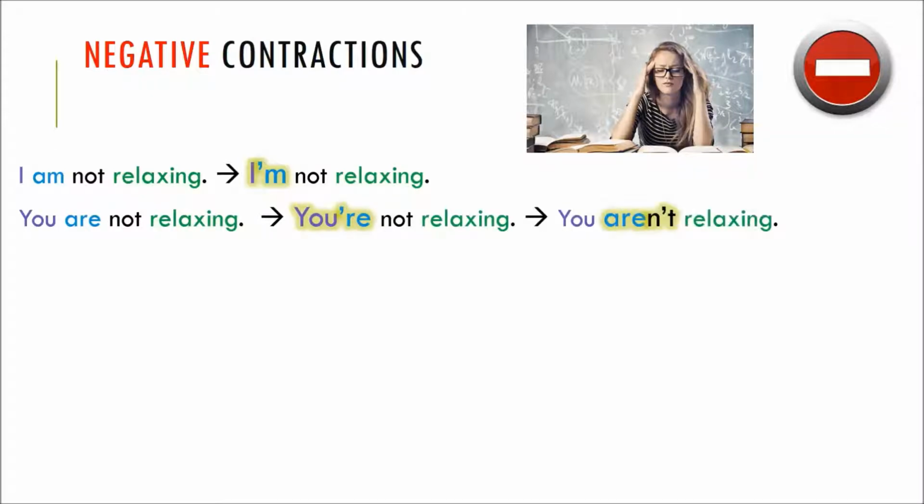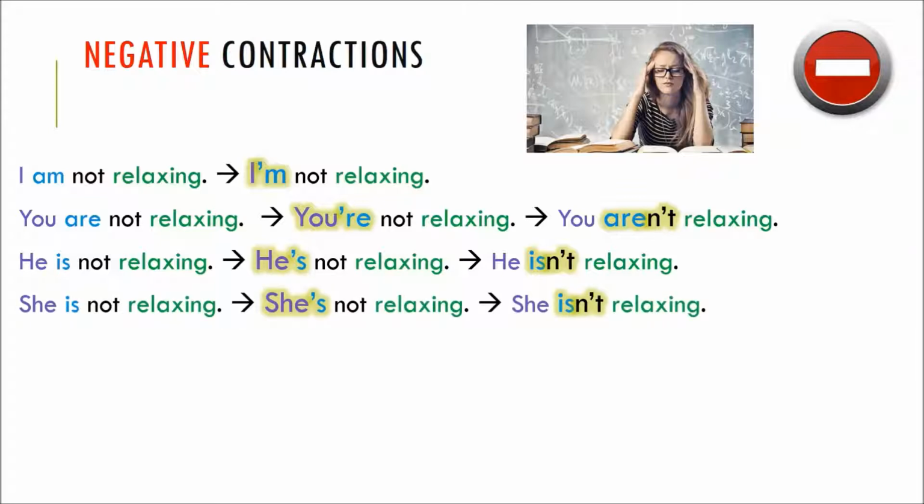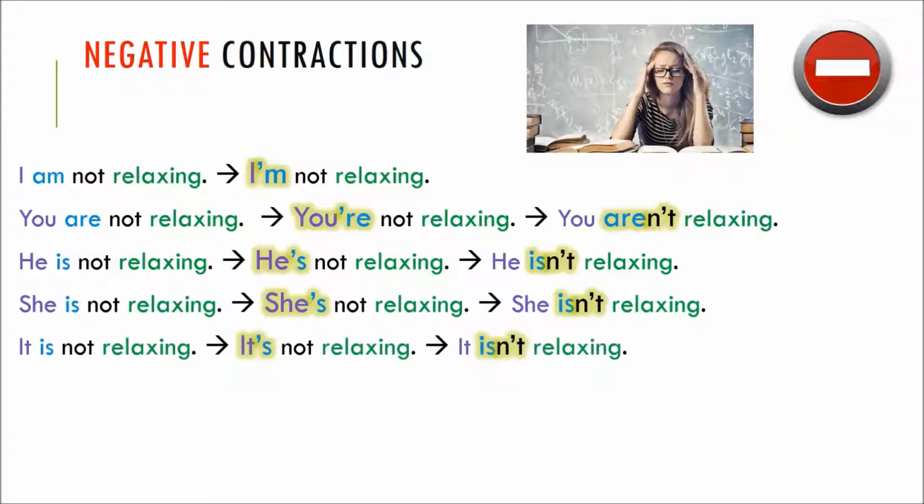So here's an example. You are not relaxing. You can combine you plus are to make you're not relaxing, or you can combine are plus not to make aren't. You aren't relaxing. Once again, these sentences mean exactly the same thing. He is not relaxing. You can say he's not relaxing or he isn't relaxing. She is not relaxing. She's not relaxing. She isn't relaxing. It is not relaxing. It's not relaxing. It isn't relaxing.